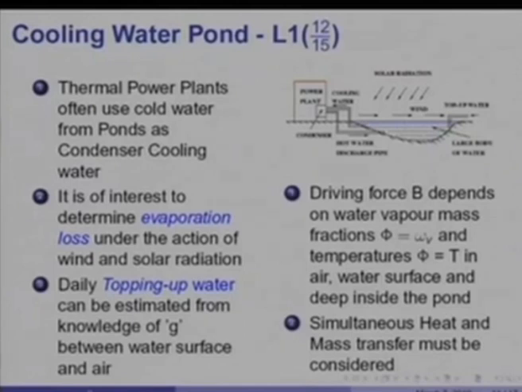To determine such a requirement, one would need to know the mass transfer coefficient between the water surface and the ambient. The driving force B in this case would depend on water vapor mass fractions in the ambient, at the surface and deep inside the pond, as well as temperatures in the ambient, surface and deep inside the pond. So, we have a situation of simultaneous heat and mass transfer, but without chemical reaction, because both the air and water do not participate in any chemical reaction in this evaporation process.